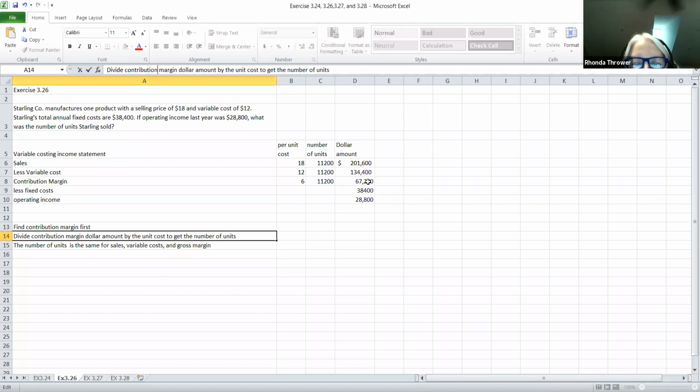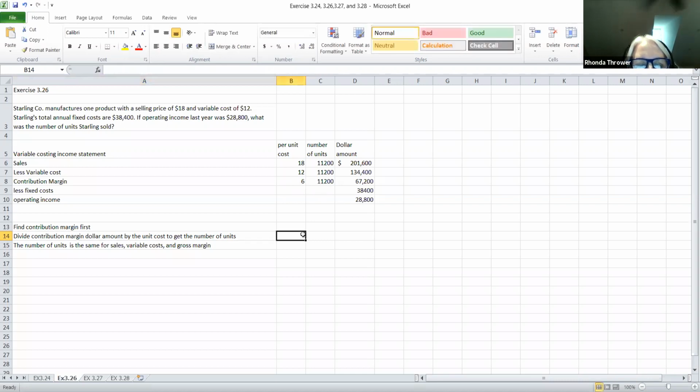So that was this part right here, divide it by the unit cost, and that will give us the number of units. The number of units is the same for sales, your variable cost, and your contribution margin. But the answer to that is 11,200 units. And that's one way you can find this. So this should be a review to you.